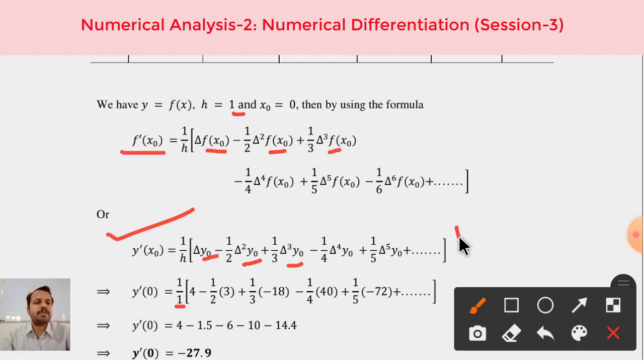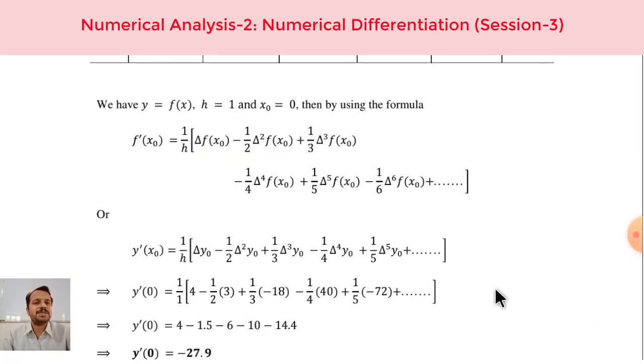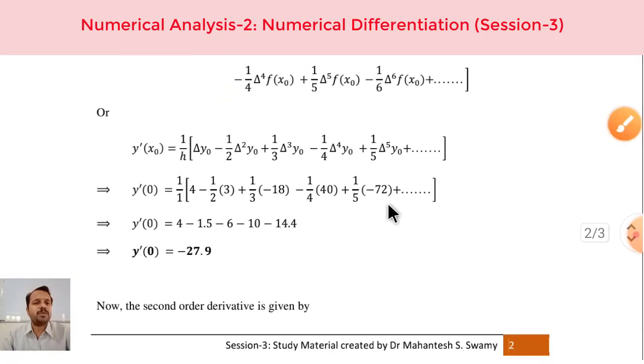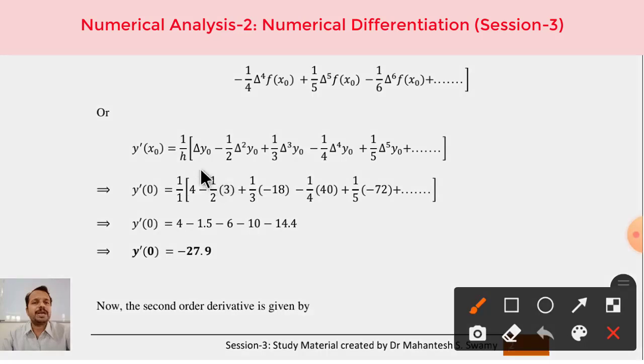This is an intermediate step. You can omit this step also. You have an option so that you can reduce the number of steps. For your understanding, I have written it over here. Now let us substitute the values. H value is 1. I have written over here delta y naught.